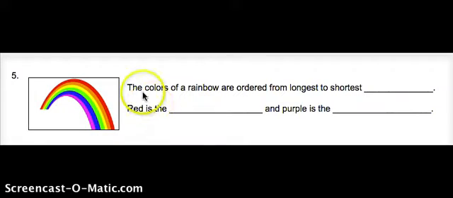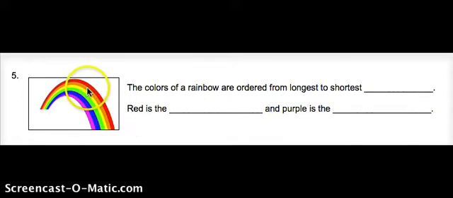Question 5 says, the colors of the rainbow are ordered from longest to shortest blank. You need to fill in that blank. So how are the colors ordered? From longest to shortest, you'll write that in. Then you will explain further.